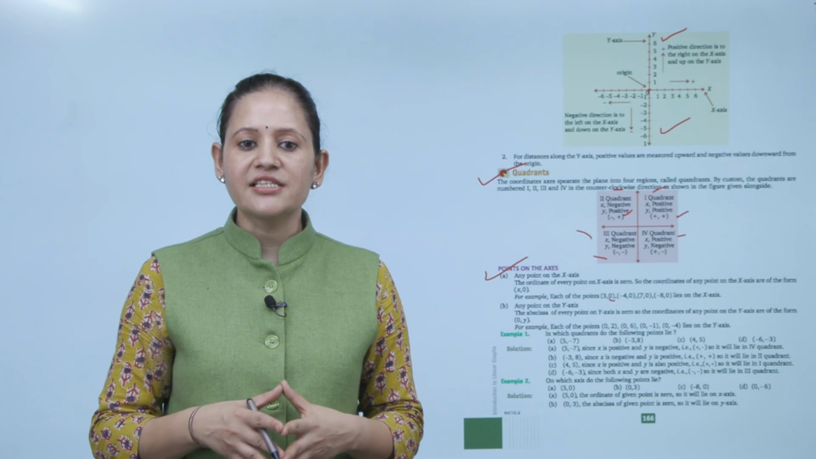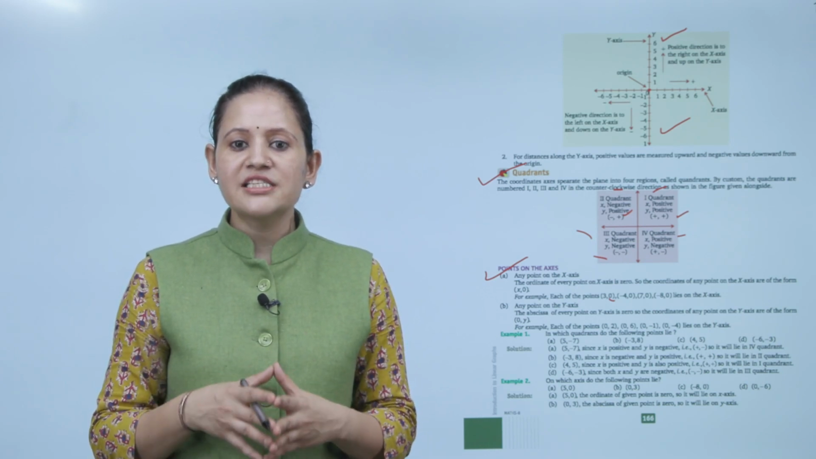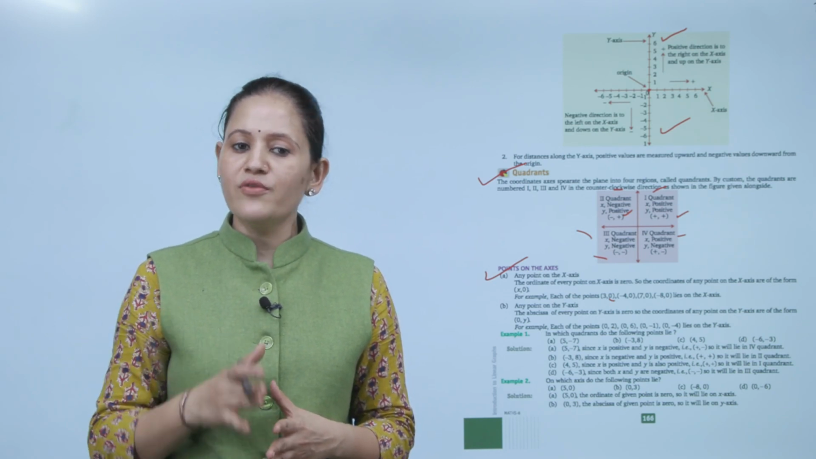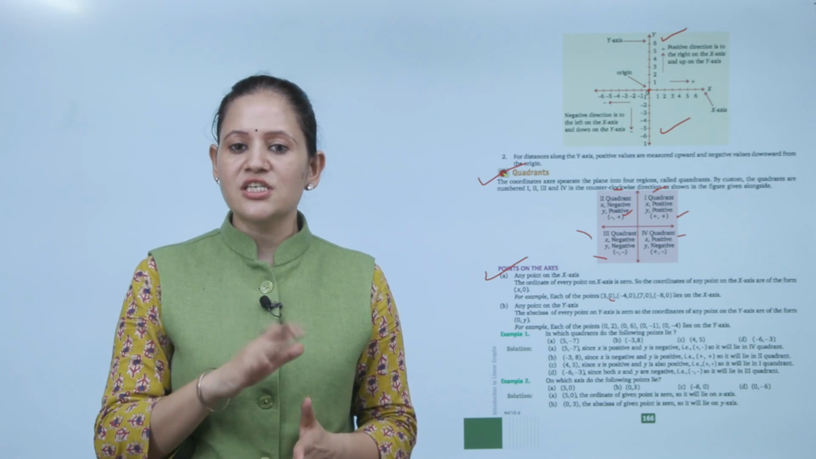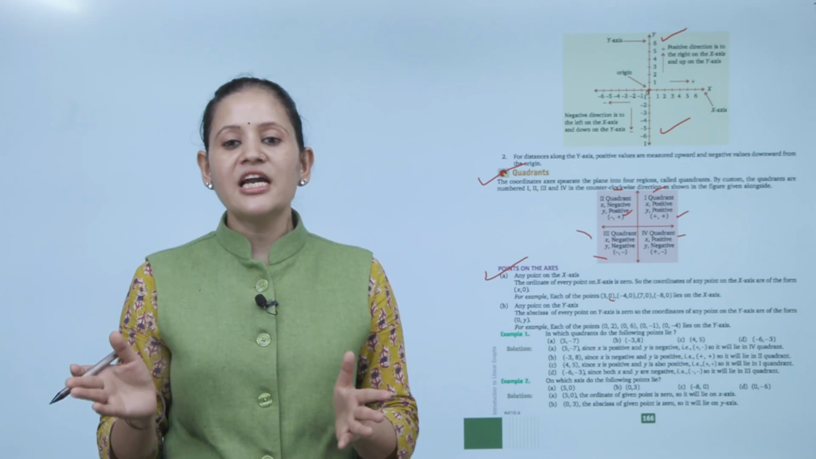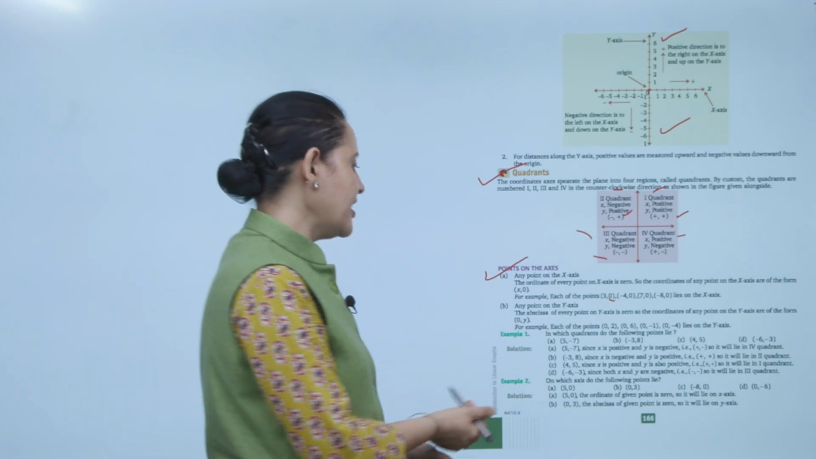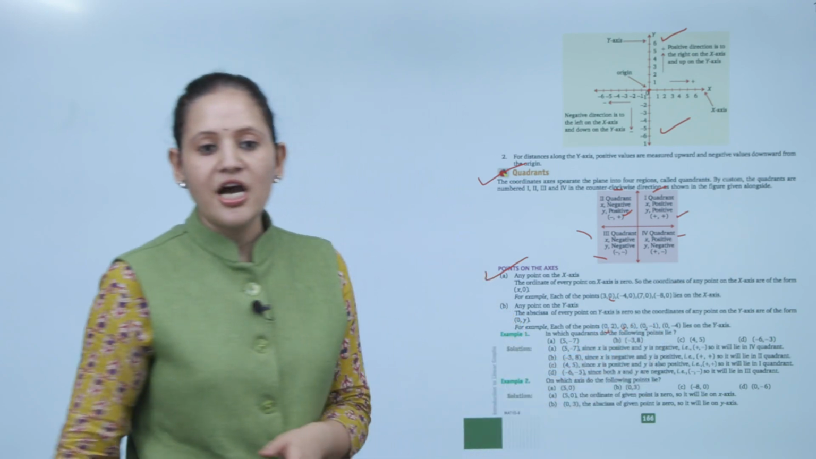For any point on the y-axis, the abscissa of every point on the y-axis is 0, so the coordinates of any point on the y-axis are of the form (0, y). For example, each of the points (0, 2), (0, 6), (0, -1), (0, -4) will lie on the y-axis only. Clear? Because the x-coordinate is 0. Now we'll take an example.